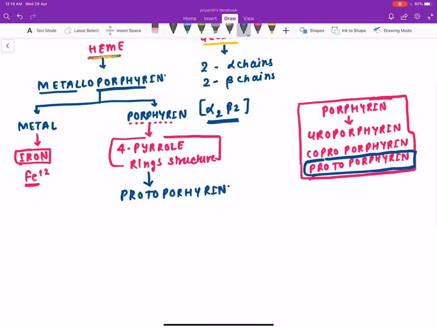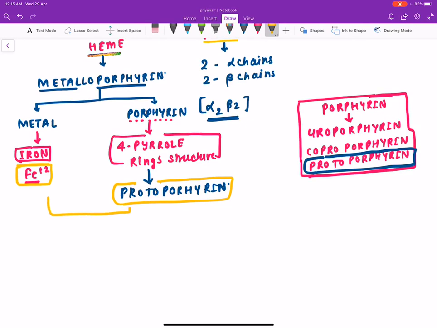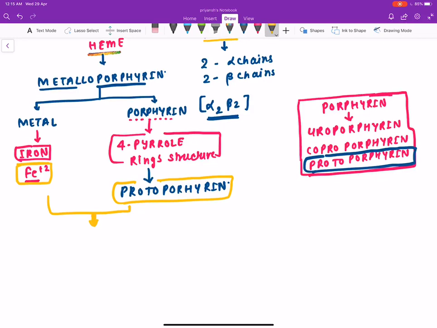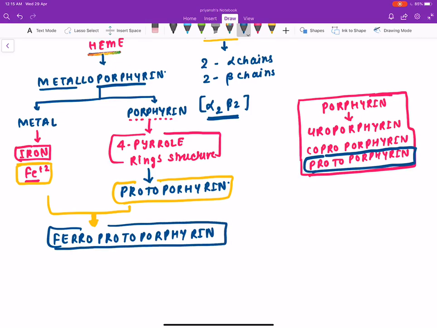So I can say that iron, or the ferrous ion, is the metal part and protoporphyrin is the porphyrin part. If you club them together, the type of metalloporphyrin that you are going to get will be called ferroprotoporphyrin. So I hope this composition of hemoglobin is clear.